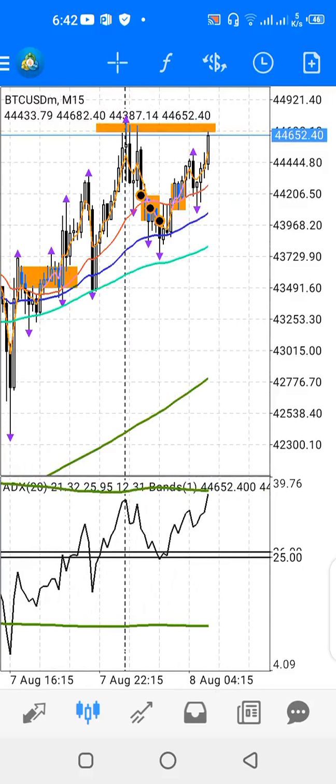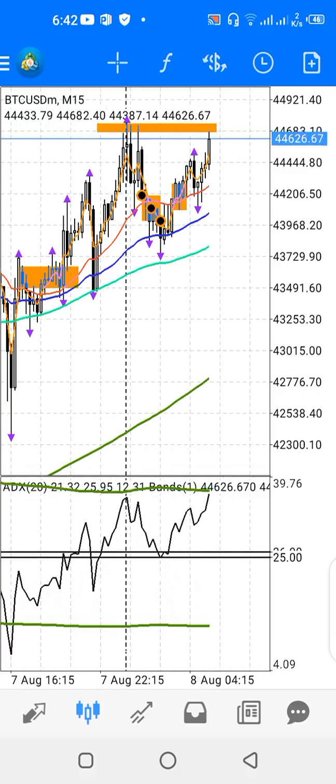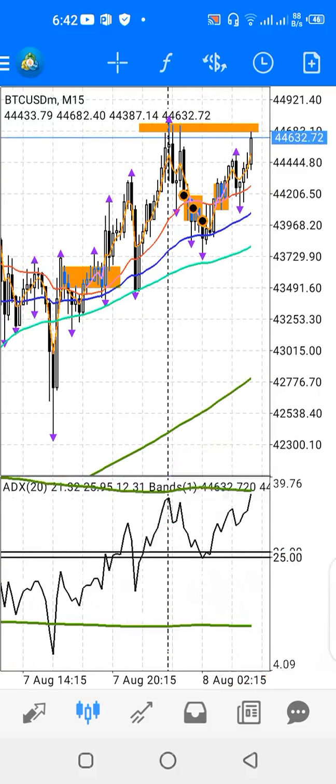If you go to indicator window 1, you have ADX.